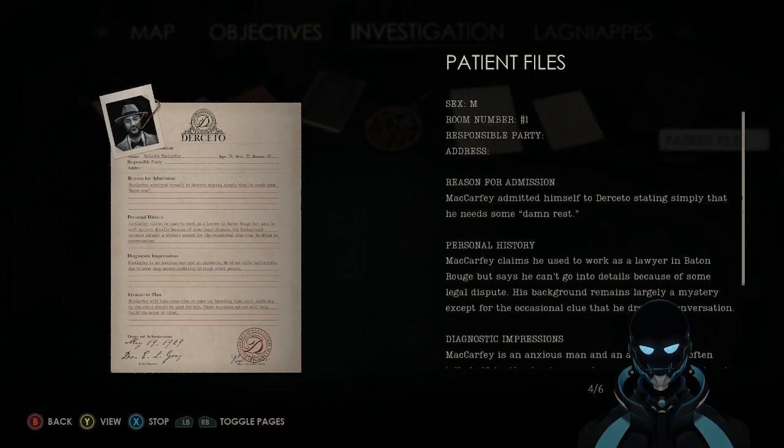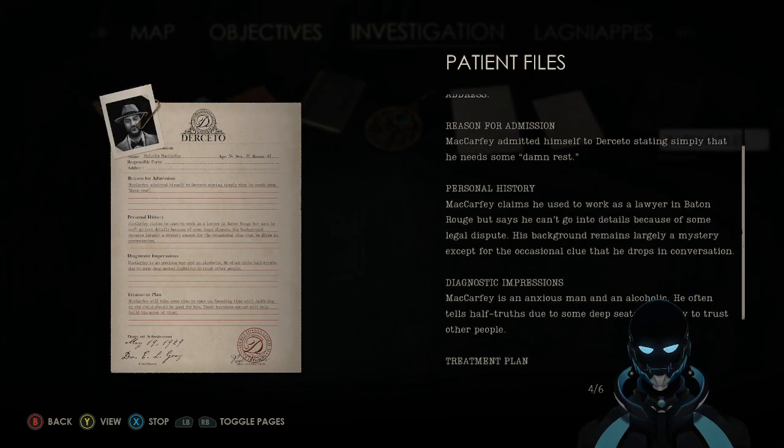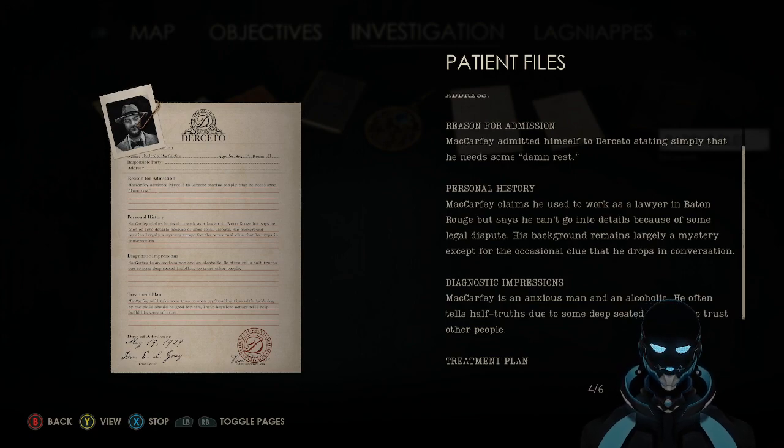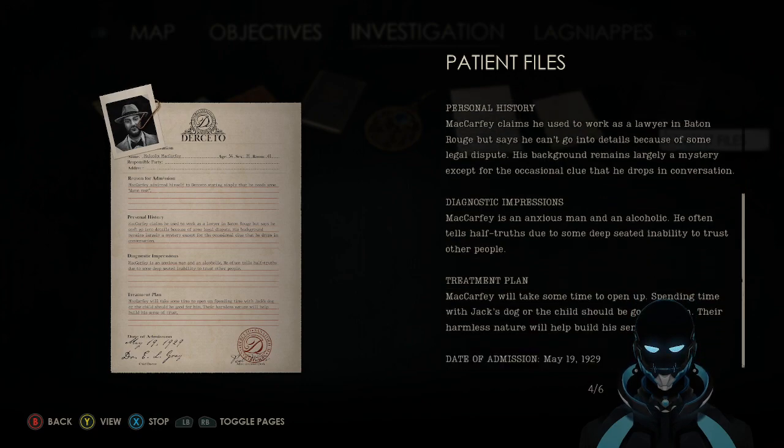Malcolm McCarthy, 54 years of age. Reason for admission? McCarthy admitted himself to Dorsetto, stating simply that he needs some damn rest. McCarthy's a gangster. History. McCarthy claims he used to work as a lawyer in Baton Rouge, but says he can't go into details because of some legal dispute. His background remains largely a mystery, except for the occasional clue that he drops in conversation.